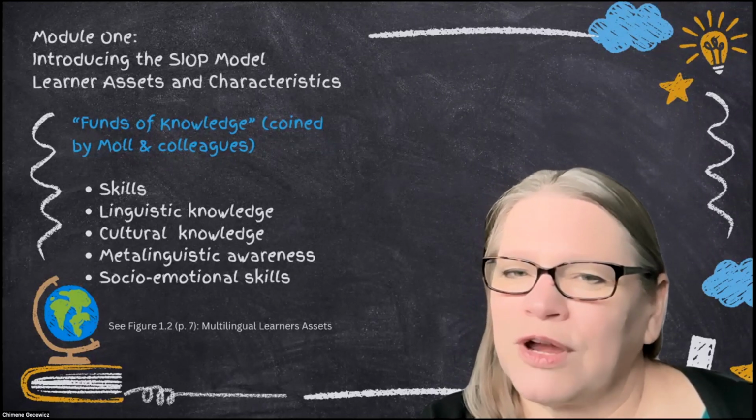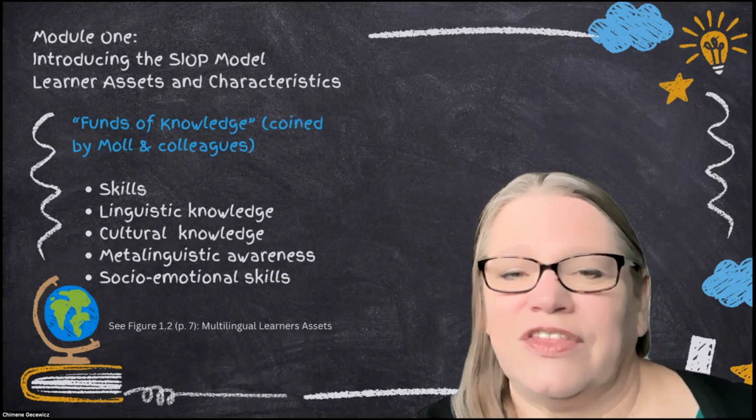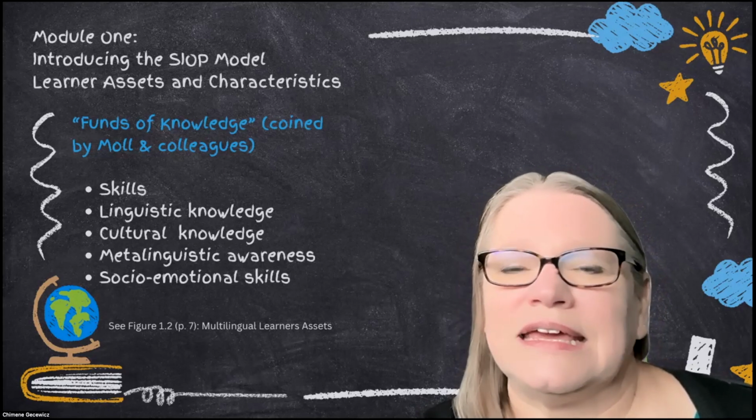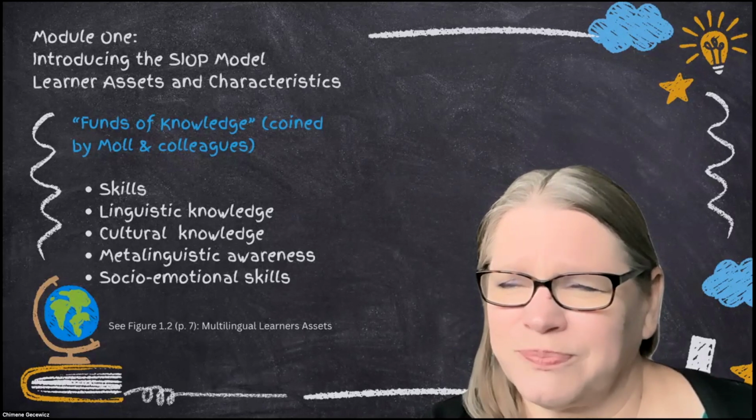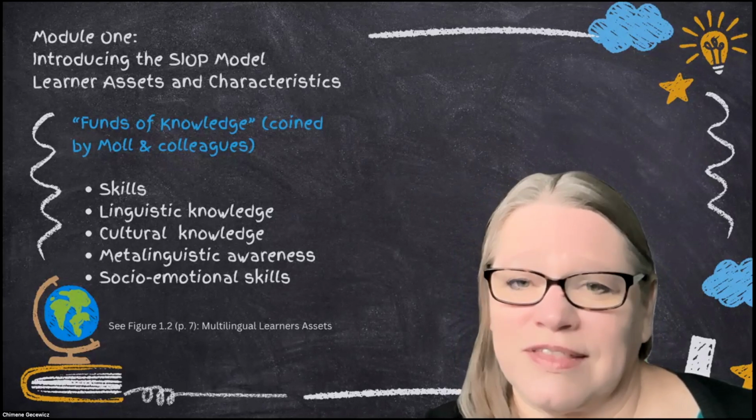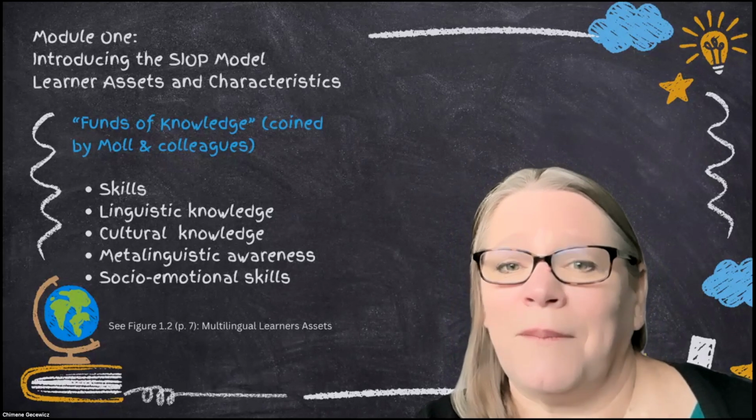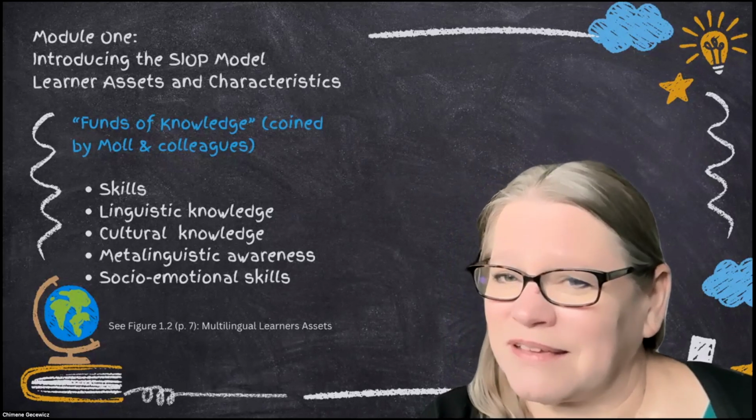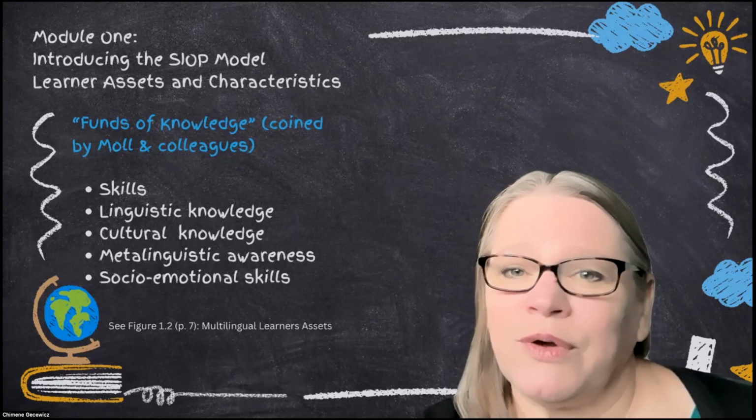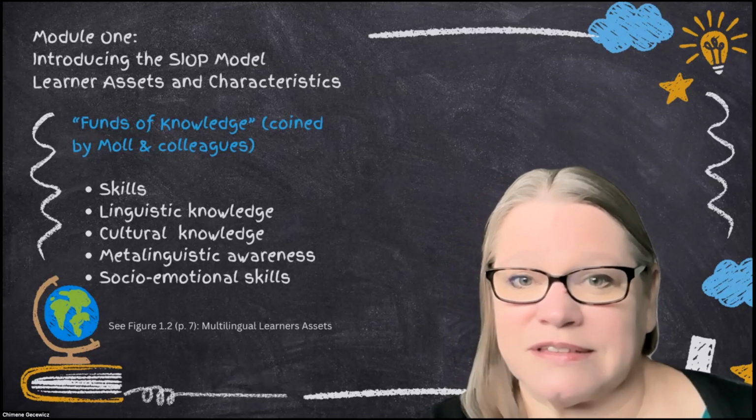One of the most powerful frameworks for understanding these strengths is the concept of funds of knowledge. This is a term that was developed by Luis Moll and his colleagues, and it refers to the historically accumulated bodies of knowledge, cultural practices, and social networks that families use in their daily lives. For example, a student whose family runs a small business may have a practical understanding of economics, time management, and even negotiation. A child who helps cook meals daily may understand measurements, sequencing, and health concepts.